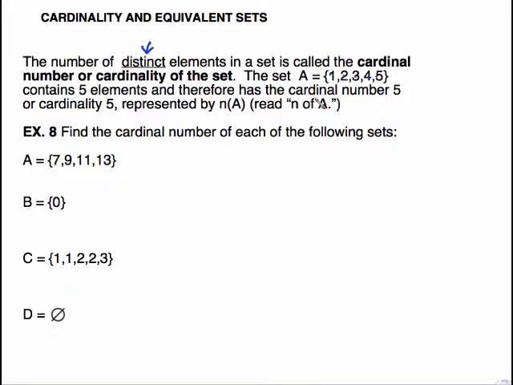So we say in words the cardinal number is 5, or we say it has cardinality 5, and the symbol for this is n parenthesis capital A, and that is read n of A. So when you see that, you know we're talking about the number of elements in the set. So the cardinal number of this, there's 1, 2, 3, 4 elements in that set. So the cardinal number of set A is 4.